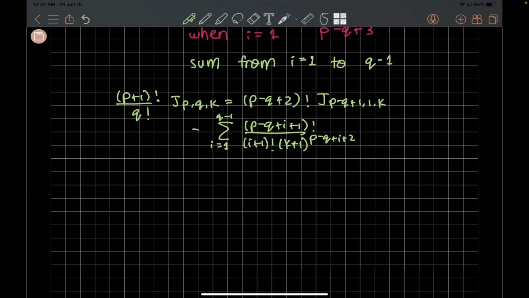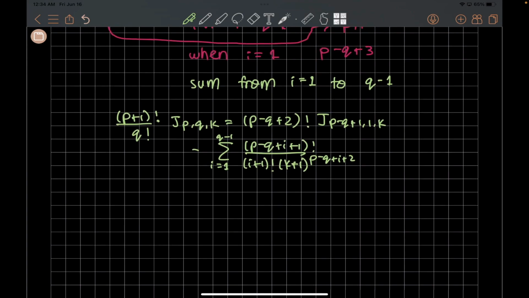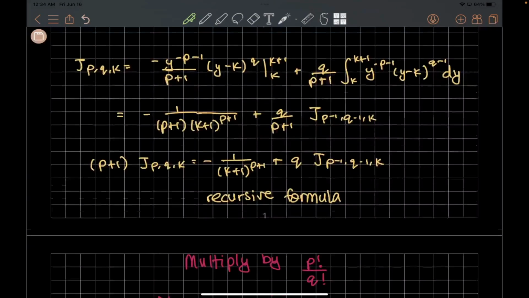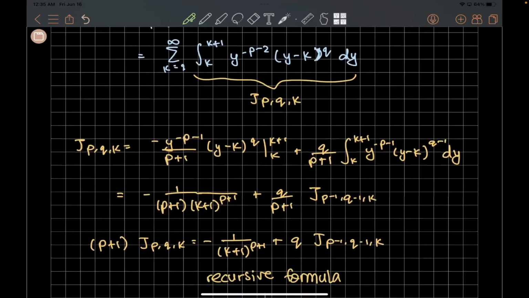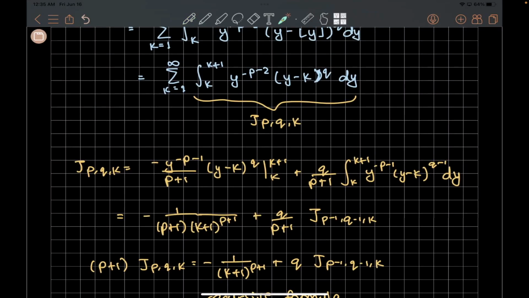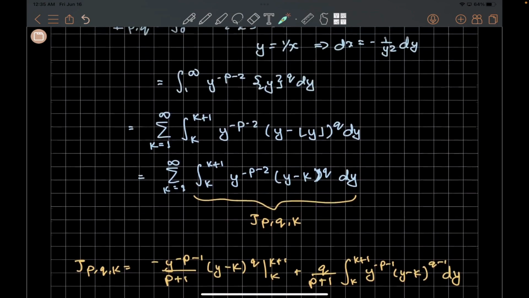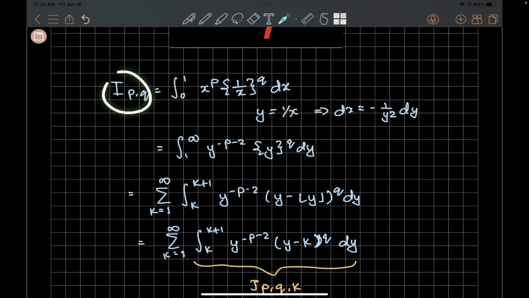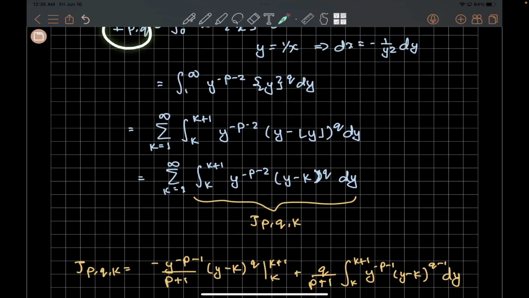Now what is only missing is that we have to sum from k equals 1 to infinity. Why? Because in the original integral, that's what we had, right? We found this value. We have to find the sum from k equals 1 to infinity, and that will give us I_{pqk}, which is the value we need to find.